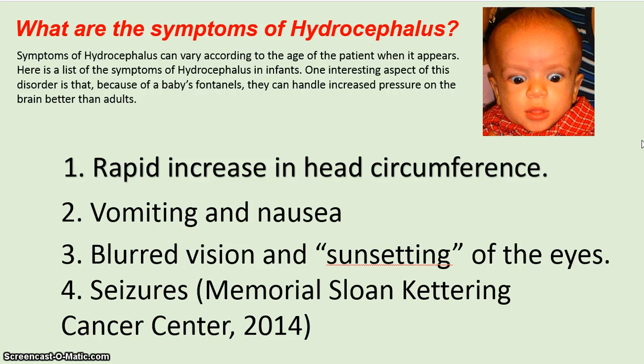The first symptom of hydrocephalus would be a rapid increase in the head circumference. If you take a look at the picture at the top, you can easily see that this little boy's head is a little larger than it should be. Number 2 would be vomiting and nausea. 3, blurred vision and sunsetting of the eyes. Sunsetting is when a child will open their eyes really wide and it looks like they're looking down, perhaps at their feet or something on the ground, without bending over. The boy in this picture is sunsetting. Another symptom of hydrocephalus is seizures.